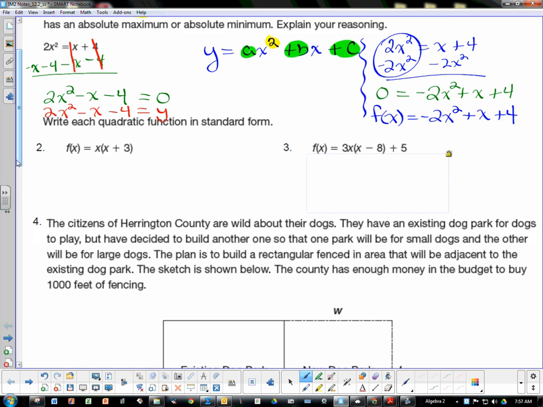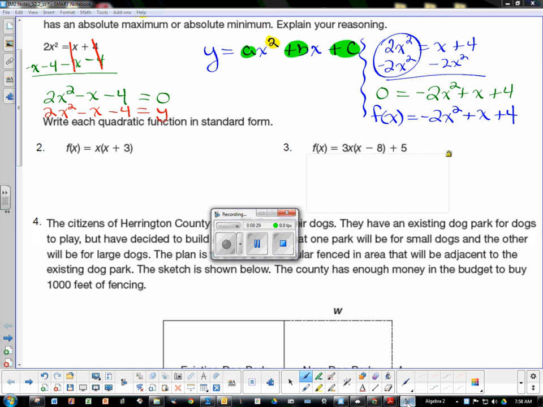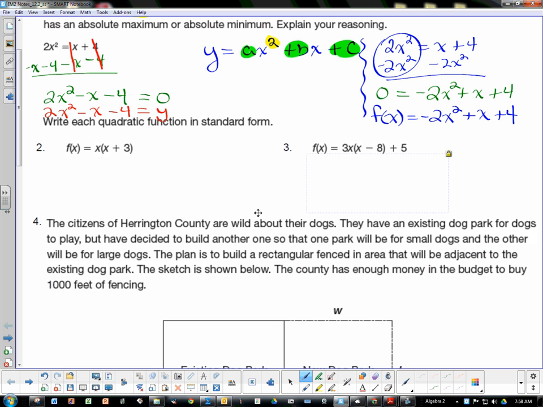All right. Number 2. Rewrite that in standard form. So number 2, let's take a look at this one. I've got to take this x and distribute it. So we'll do f of x is equal to x times x is x squared. Perfect. x times 3 is plus 3x. And if you want, you could write plus 0. That's fine.